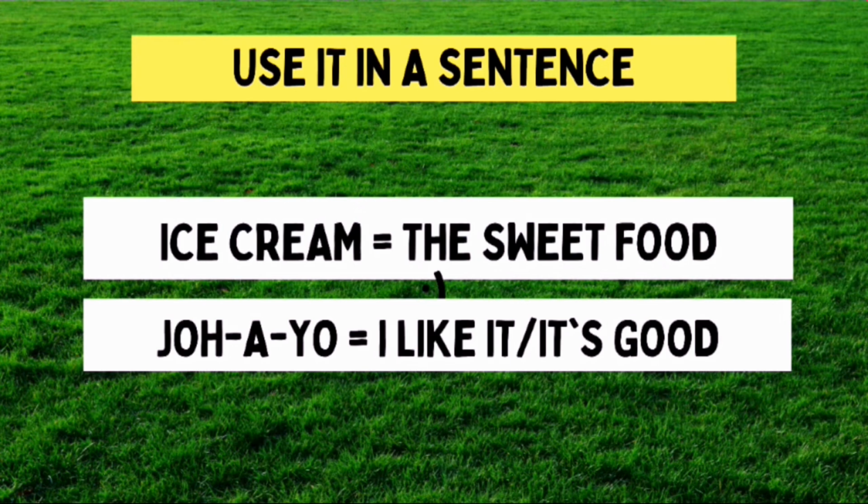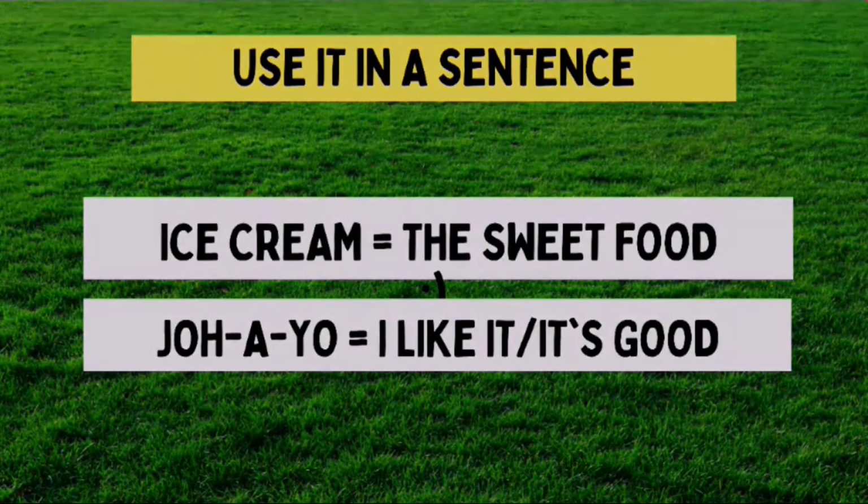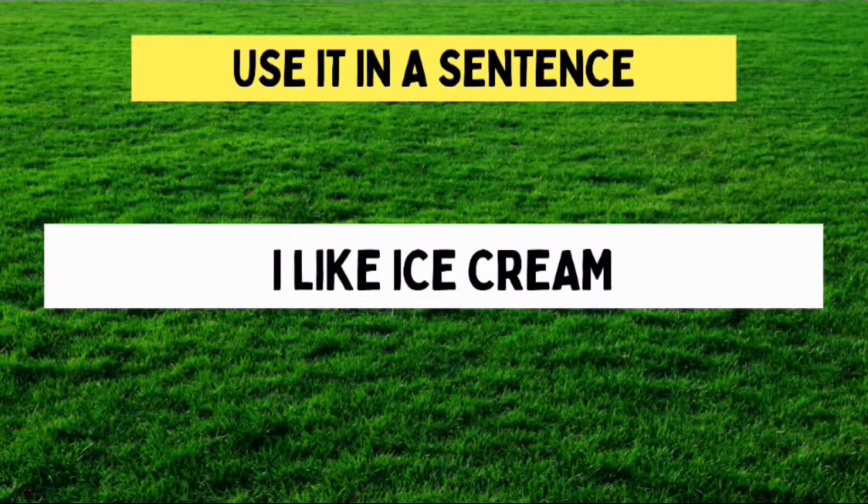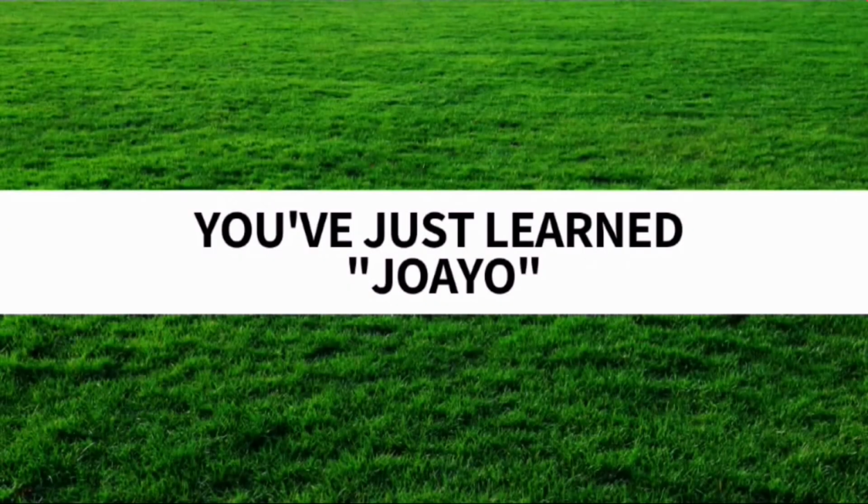The second part of the sentence is joayo. And since this is our word for today, we already know that it means I like it or it's good. So if these two parts are combined, it would result in a sentence that means I like ice cream or ice cream is good. If we use this as a question, it's the same as asking, do you like ice cream? But if we use this as a declarative sentence, it would mean I like ice cream. And with that, you just learned joayo.